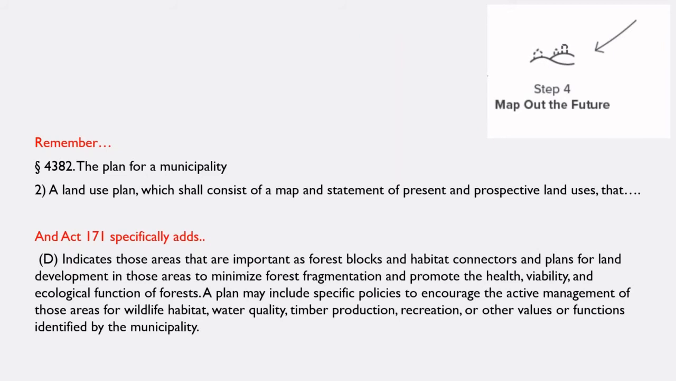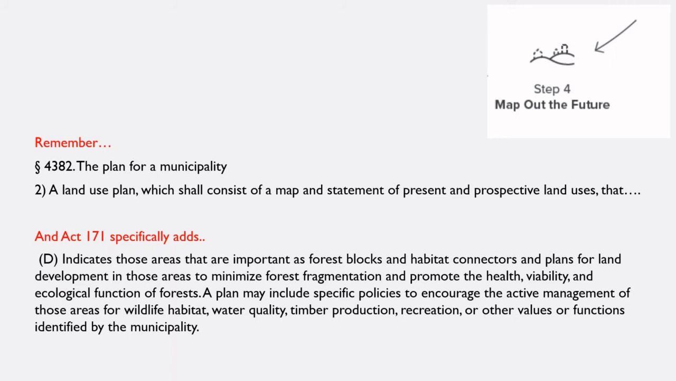So from there, I think it's important to note that we've talked a lot about the natural resources section of a town plan. And I think we should remember that also included within statute, within section 4382, the plans of the municipality identifies that within your town plan, you have to include a land use plan, which consists of a map and a statement of present and prospective land uses.